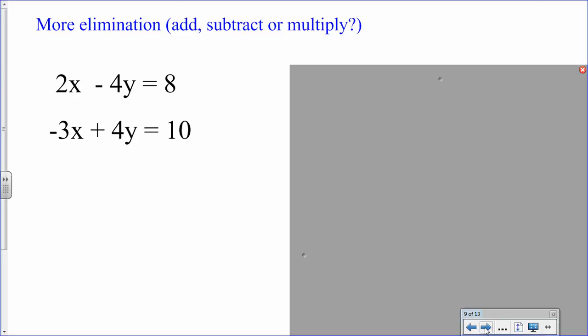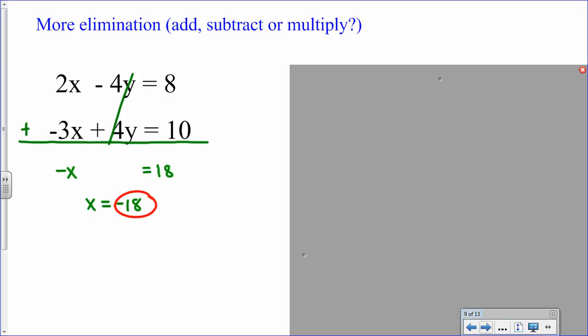Okay, so I want to be able to add or subtract because that's the easiest. So if I look at this problem, can I eliminate a variable by adding or subtracting? Yeah, I can do the y's. And would I add or subtract those? Add. Signs are opposite, so we add. Okay, so the y's eliminate. That leaves me with negative x equals 18. Divide by negative 1, so x equals negative 18.